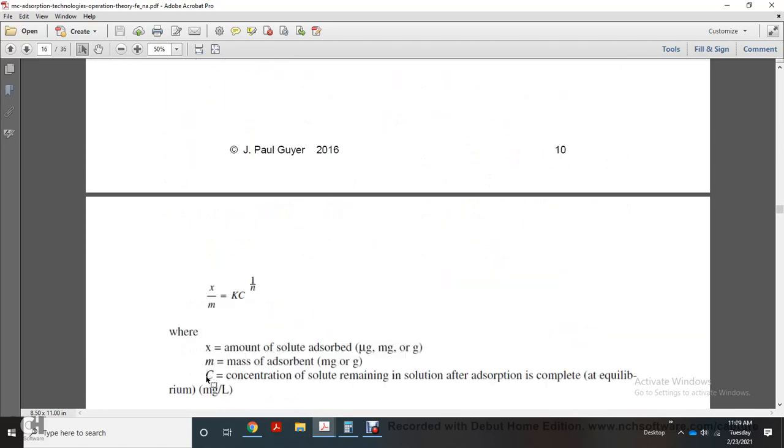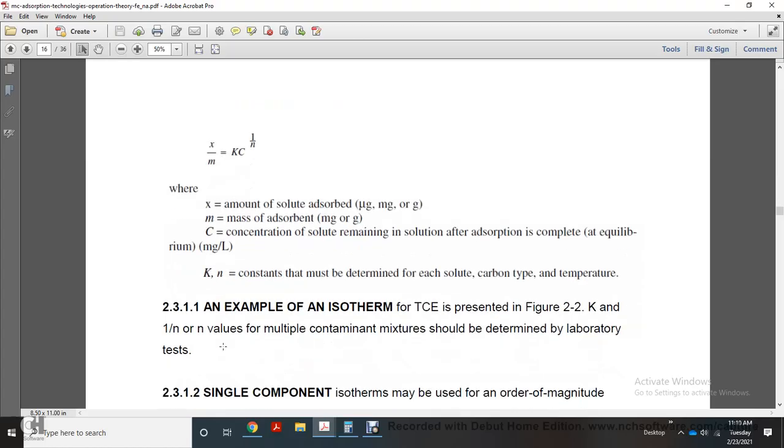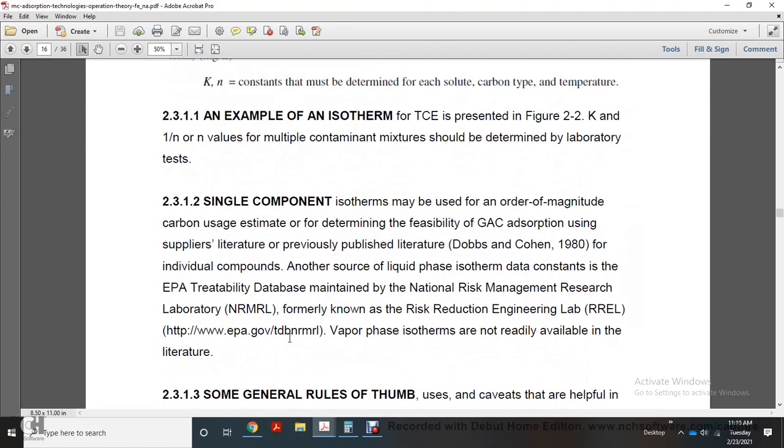We'll discuss it further. X over M, the amount of solute adsorbed over the mass of the adsorbent, in milligrams or grams, equals K, a constant that must be determined for each solute, carbon type and temperature, times C, the concentration of solute remaining in solution after adsorption is complete, the equilibrium concentration in milligrams per liter, raised to the power 1 over n. An example of the isotherm for TCE is represented in Figure 2.2 with the K and 1 over n values. Multiple contaminant mixtures should be determined by laboratory tests.